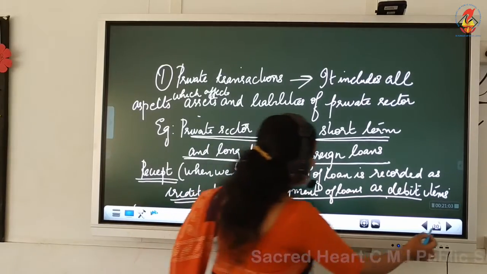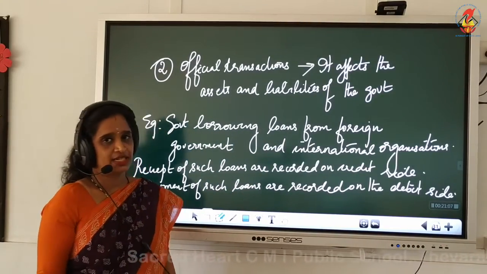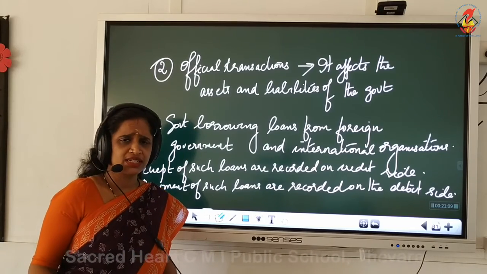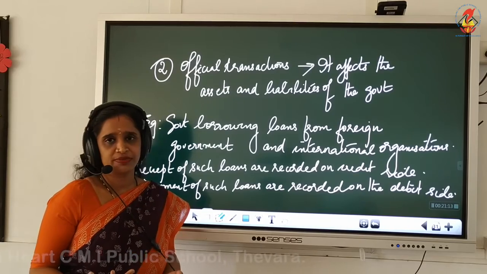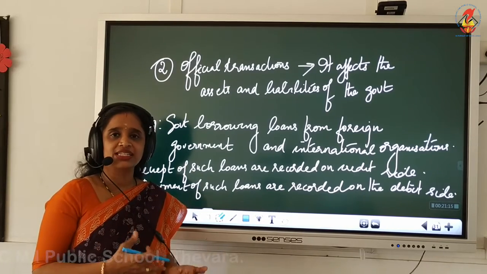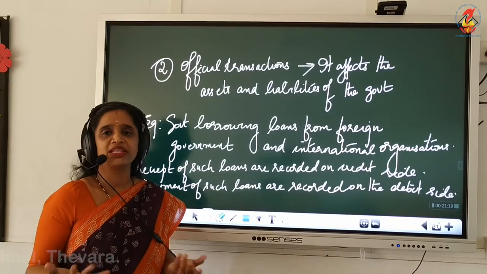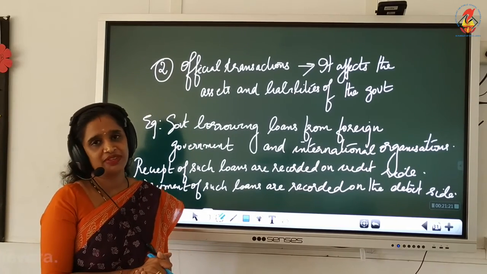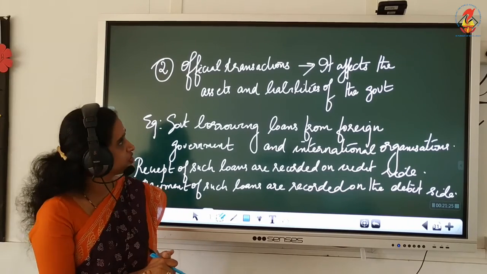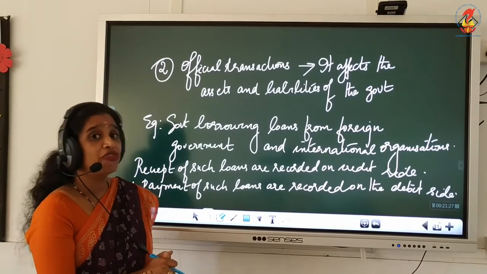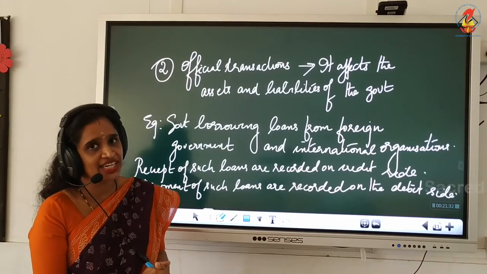Next, we will move on to the second item of the capital account, that is official transactions. Just as the private sector is making some transactions, government also makes some transactions. So there will be change in the asset and liability of the government also when they make some transactions just like private parties. That is known as government transactions, also known as official transactions.